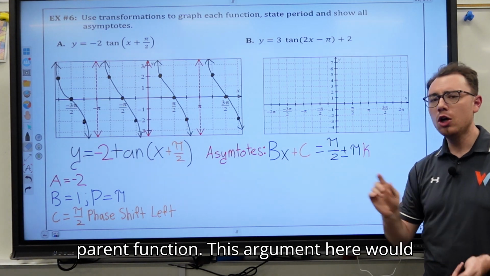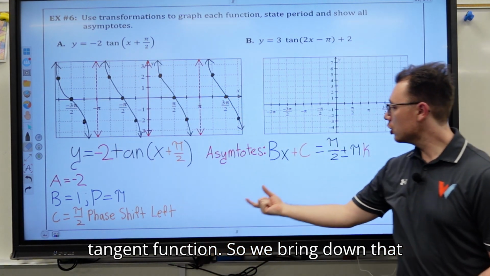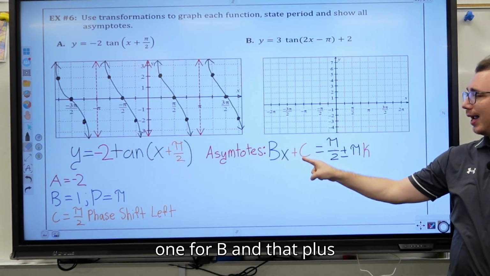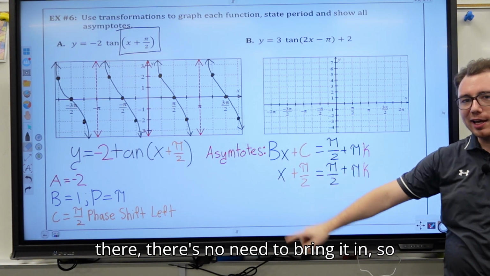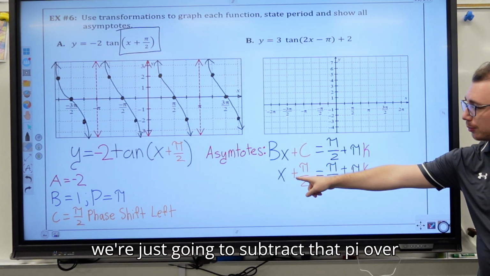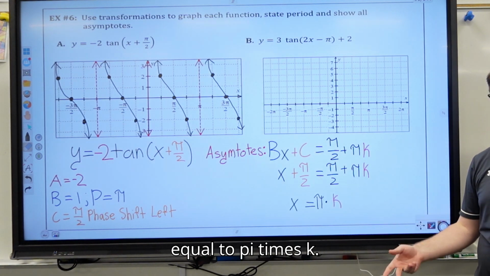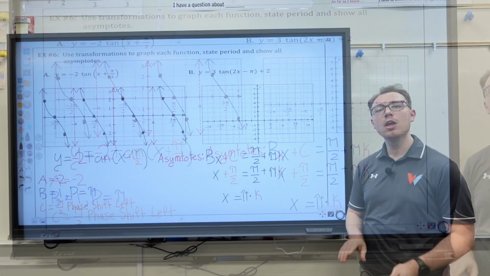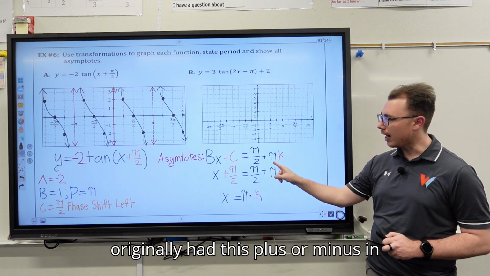This argument here would be verbatim whatever is inside of that tangent function. So we bring down that 1 for b and that plus pi over 2. Since 1 is in front of our x there, there's no need to bring it in. So we're just going to subtract that pi over 2 from both sides here to get x is equal to pi times k.